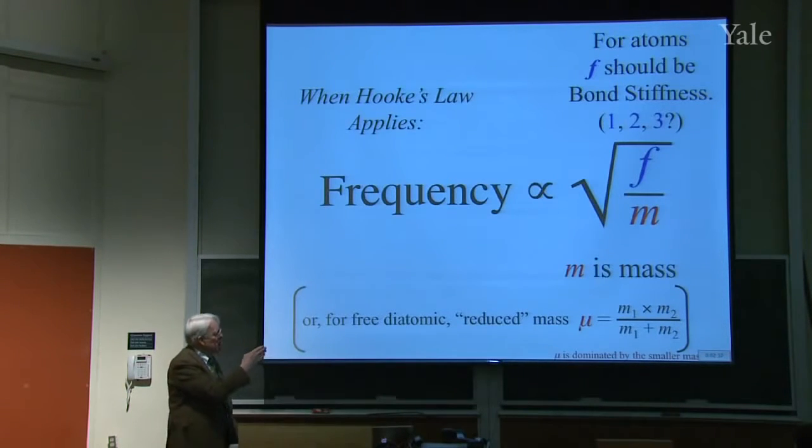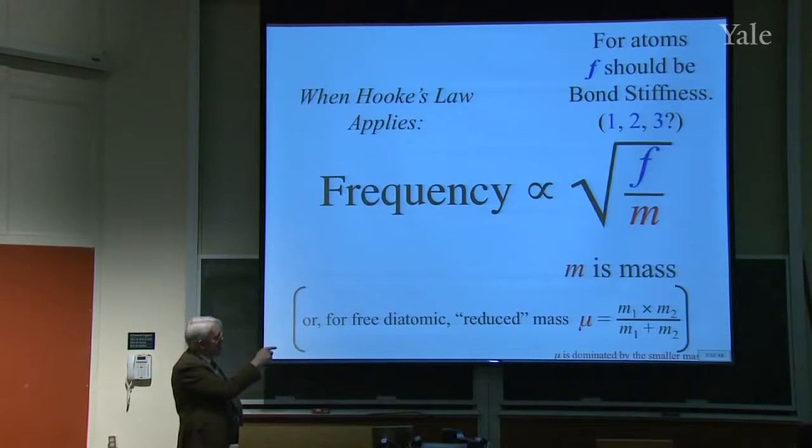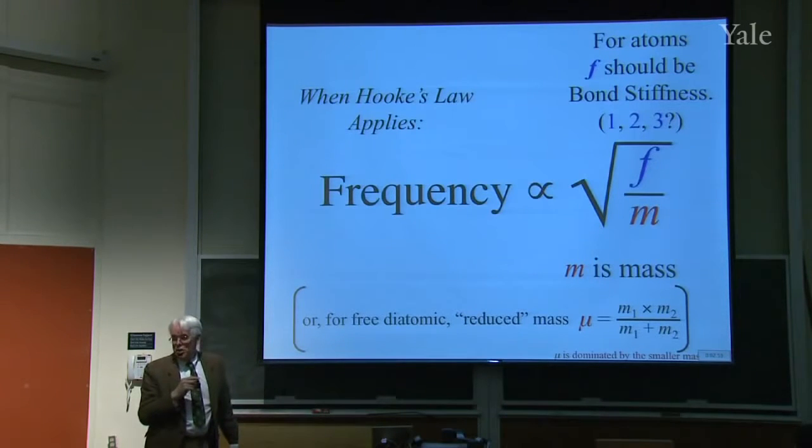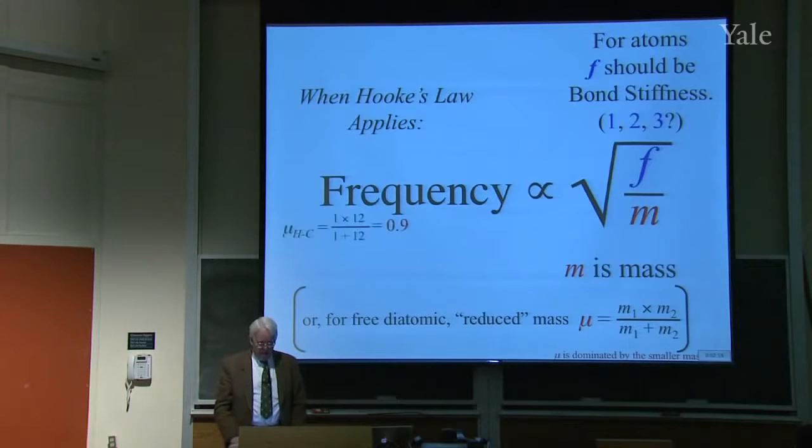Because suppose M2 is really small. Then the denominator, for practical purposes, is M1. M2 has nothing to do with it. But the M1 in the denominator then cancels out the M1 in the numerator, and all you have is M2. So it's the smaller thing that counts. You'd usually think it would be the larger thing. Okay, so let's look at what that would be.